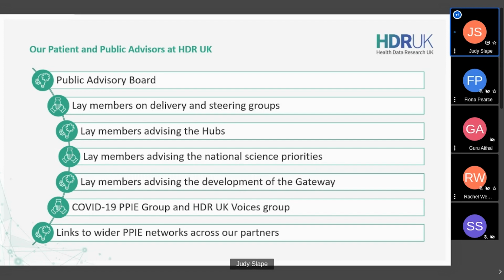We also have a specific COVID-19 PPIE group and an HDR UK Voices group. These are networks of patients and the public who want to be updated about the work that we do, and we also promote involvement opportunities, like one-off surveys or focus groups that we might be doing, to this network. For our HDR UK Voices group, we are always looking for new people to join. Currently, we have just over 80 people in that group. We also link to wider networks across all of our partners. For example, we link with Understanding Patient Data and Use My Data as well.